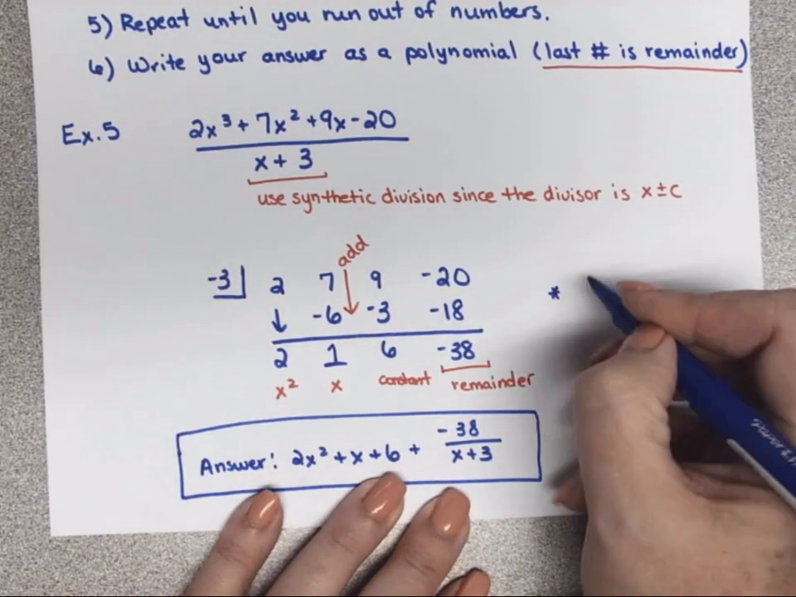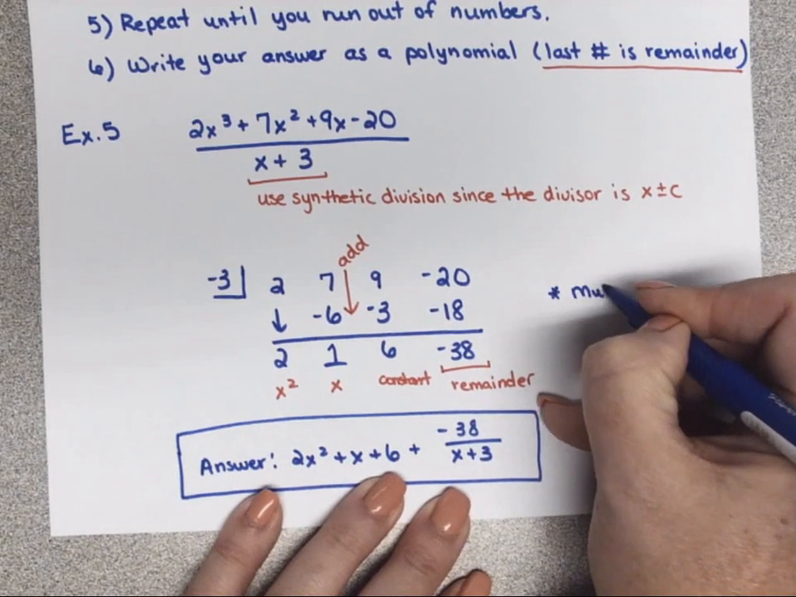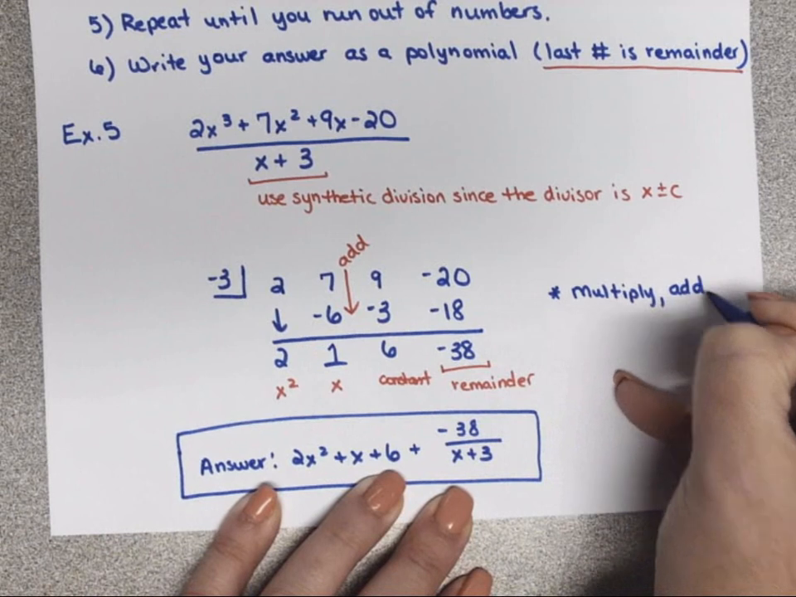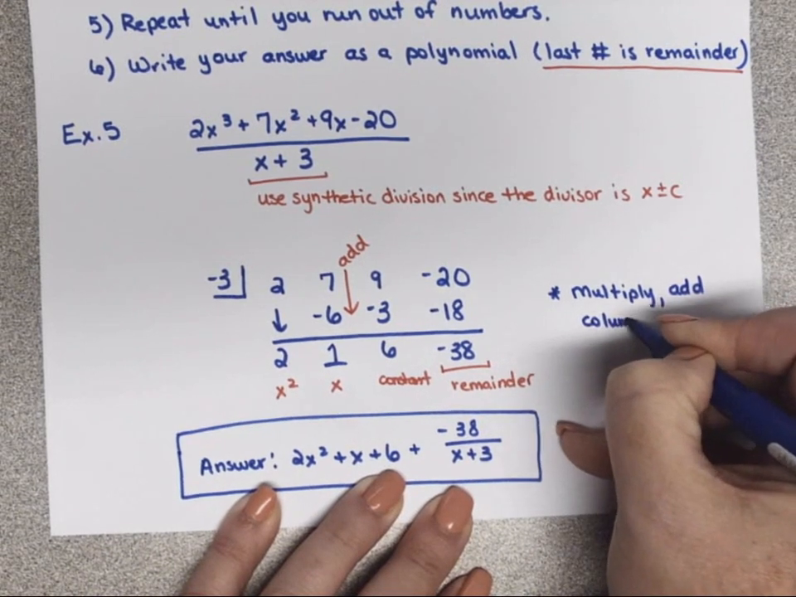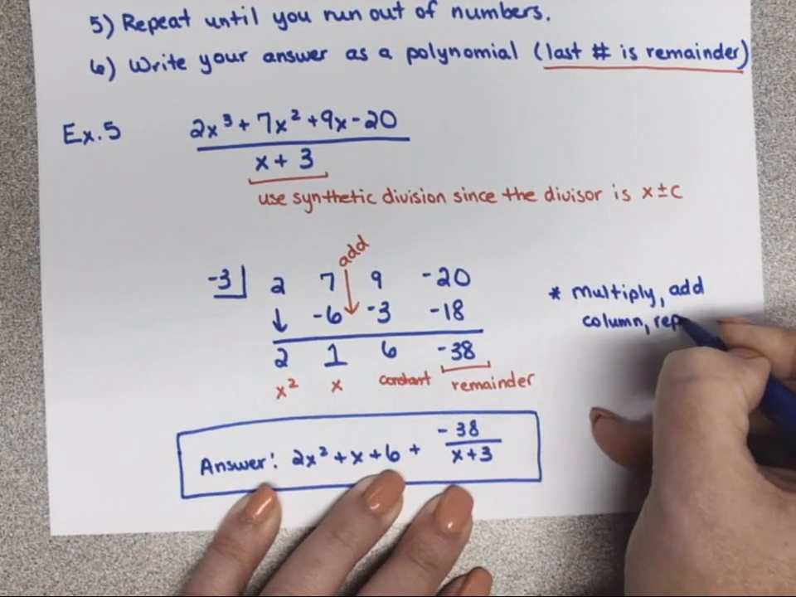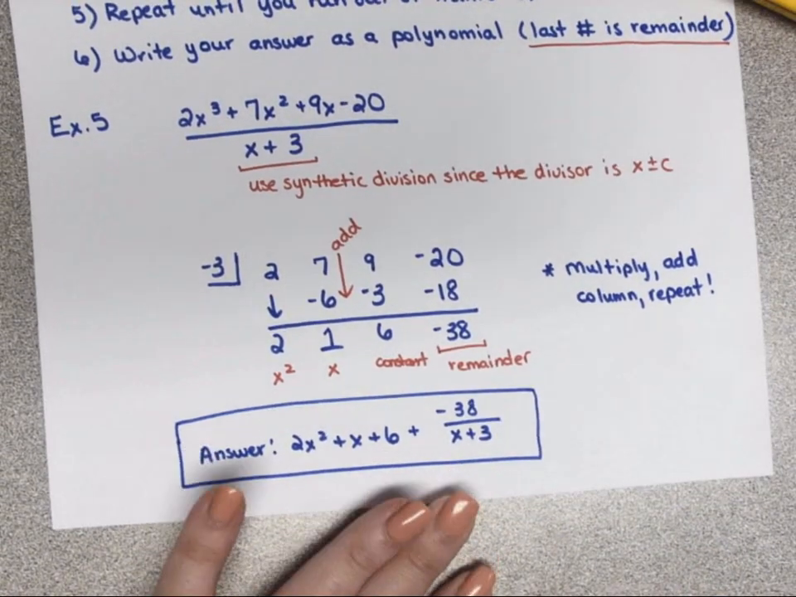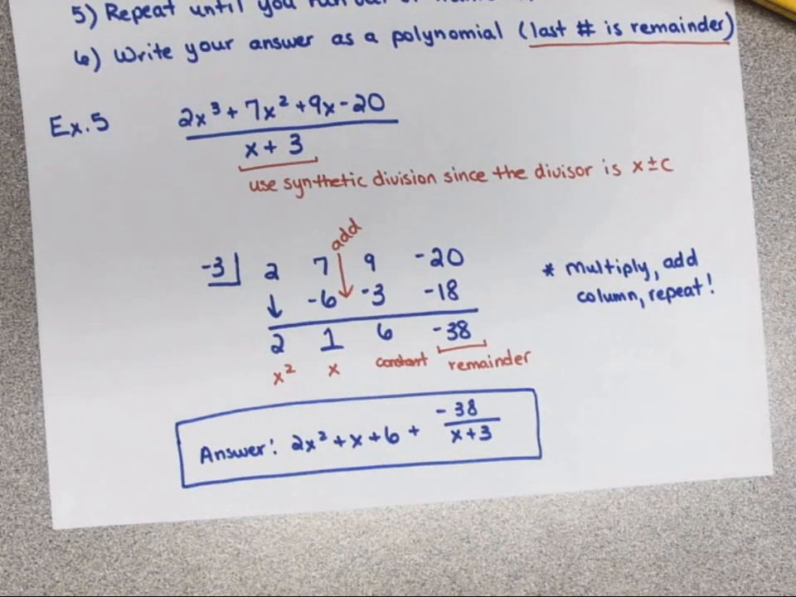So what were the steps we repeated here? We multiplied, we add the column, and then we repeat. Okay, we just did that over and over. Okay, so how do you notice this is different from long division? It's the same process, really. It's just a little bit of a trick slash, that's why it's called synthetic. It's kind of a trick slash fake method of doing it, really.